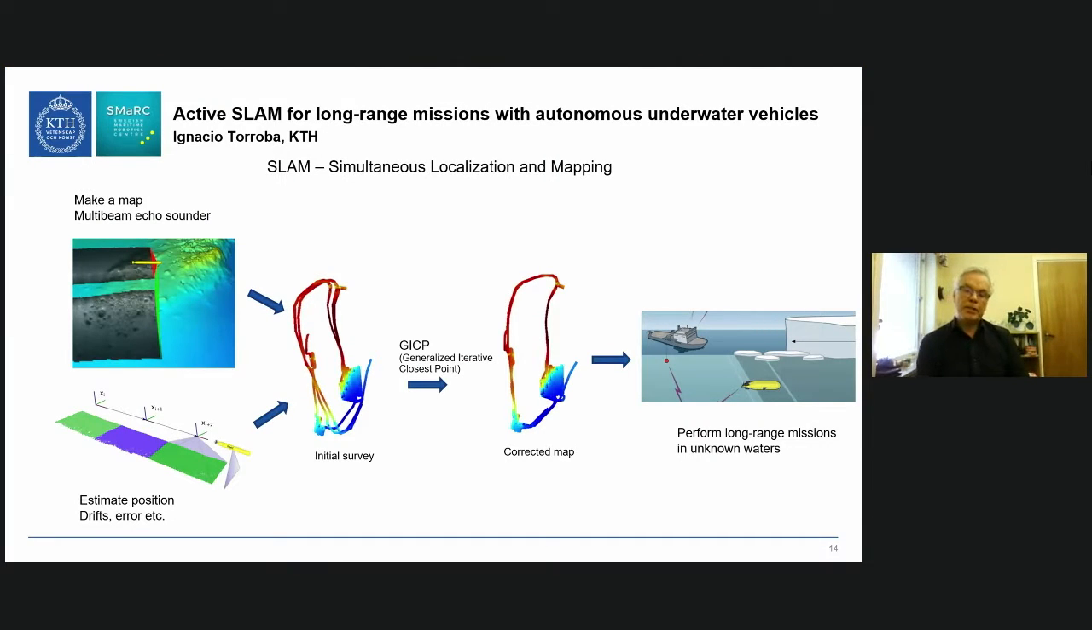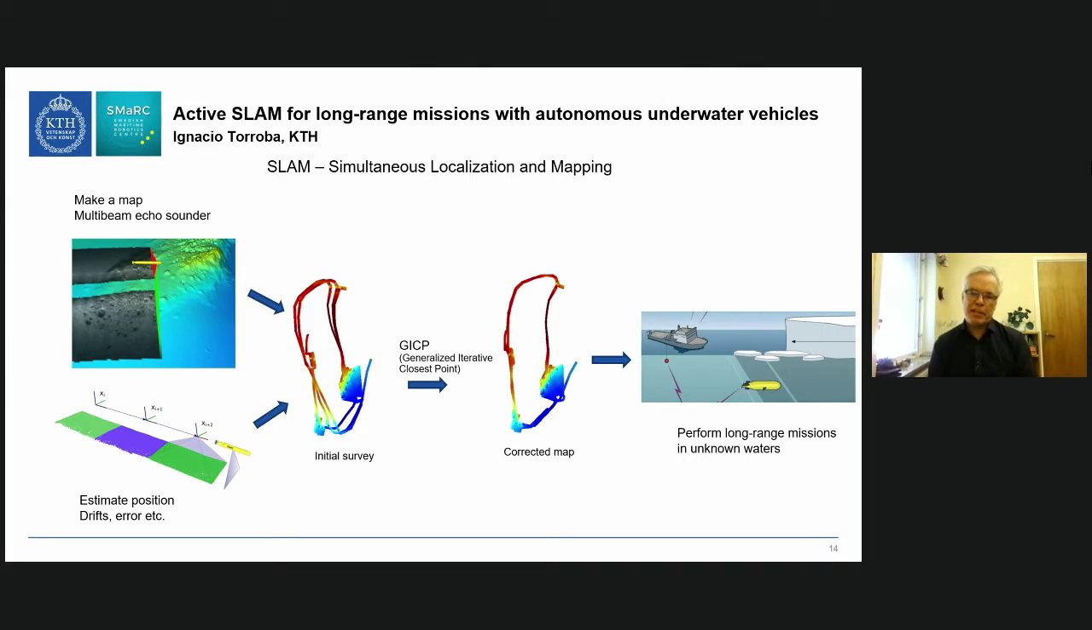And this is one example of the research ongoing, and it's using something called SLAM. And SLAM means simultaneous localization and mapping. And this is a really, really hot topic in all robotics, not only underwater. You find it with cars, indoors, air, everywhere. Everyone is working with SLAM.